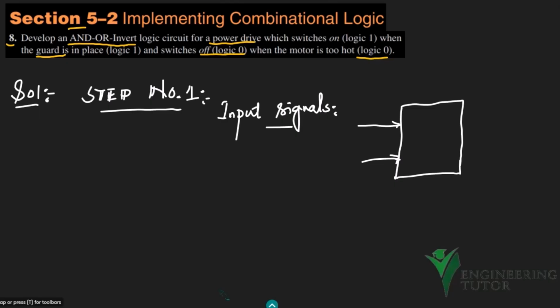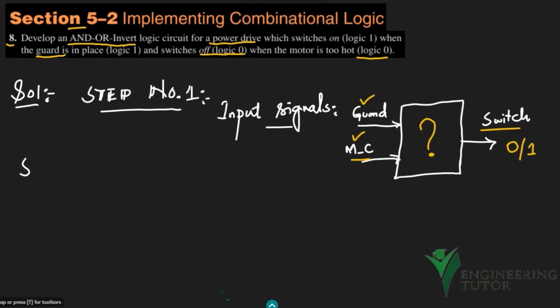The first input is the guard, and the second one is whether the motor is cool or not. So guard and MC, and it has just one output, and that is the switch. On the basis of the guard and motor cool, we have to switch on or off. Either it will be on or off, and this will be a circuit which we have to design here. So on the basis of it, I have to devise step number 2.